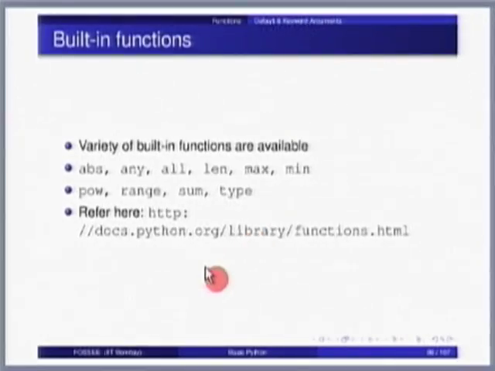In addition, there are a variety of built-in functions apart from the ones you create, like abs we have seen before. Any, we have not seen, all, len, max, min, pow, range, sum, type, many of these you have seen before, except all and any, and all of the rest we have seen before. In addition, there are several built-in functions that are available that you should look at. Visit this website, docs.python.org/library/functions, it will tell you all of the built-in functions that are available with the Python interpreter.